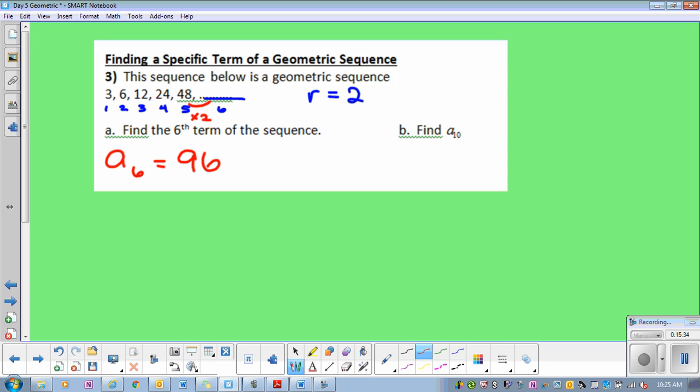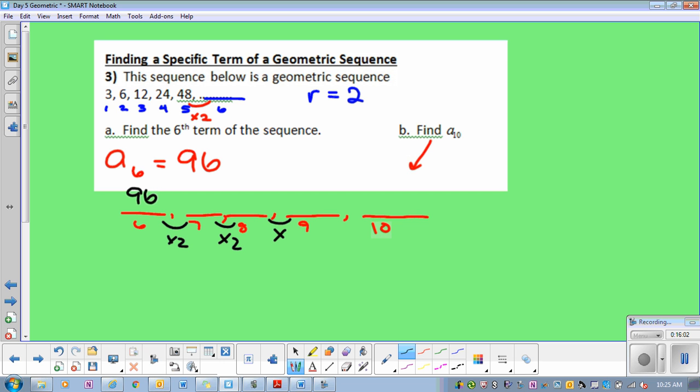And the other one is 63. So let's see, 6, 7, 8, 9, 10. It wants you to find a sub 10. If you know that a sub 6, the sixth number in line, is 96, then use that R times 2. 192. Alright, use that and see what the 10th term is. And what did you say it is, Tom?